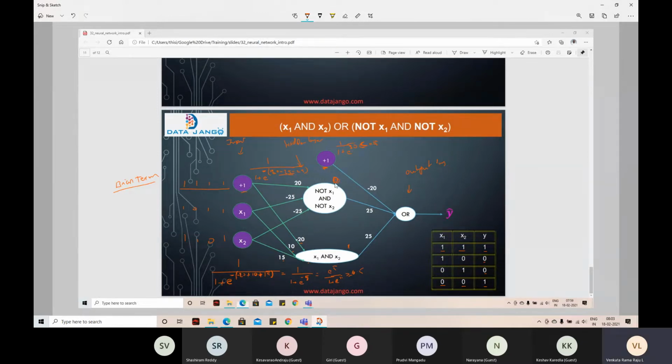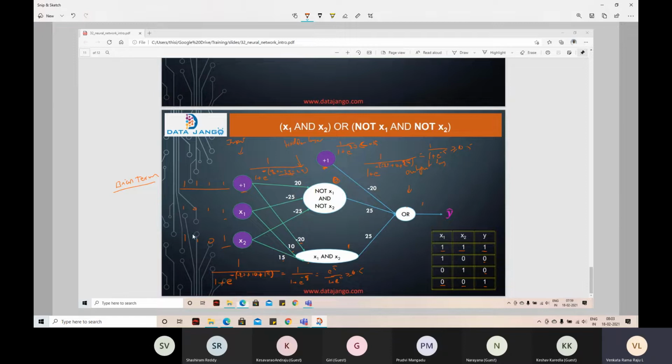So it's 0. Now, this is also a logistic regression. 1 by 1 plus e power minus of minus 20 plus 0 plus 25. This is again a positive number. 25 minus 20 is 5, so 1 by 1 plus e power minus 5. That is greater than or equal to 0.5, so this is 1. See that? I passed 1, 1. I got 1.